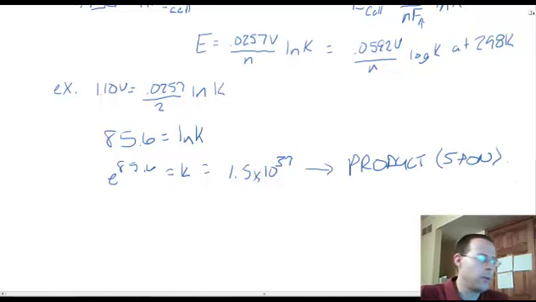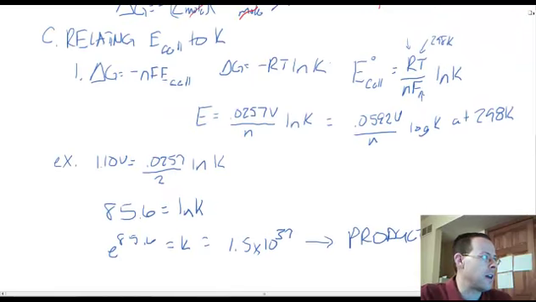Joules is equal to volts times coulombs. We have a new constant called Faraday's constant, which is 96,500 coulombs per mole of electrons. And then whenever you see an N in an electrochem section, such as this N right here, this is always going to be moles of electrons transferred.